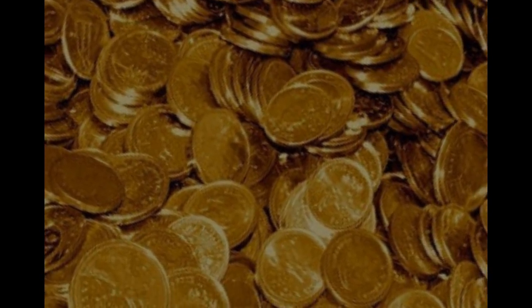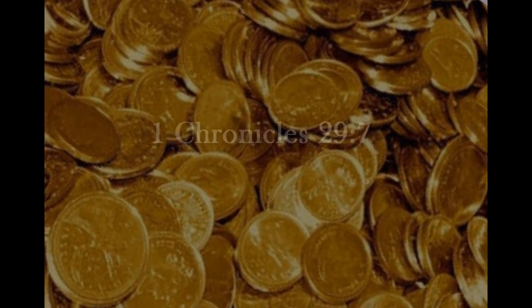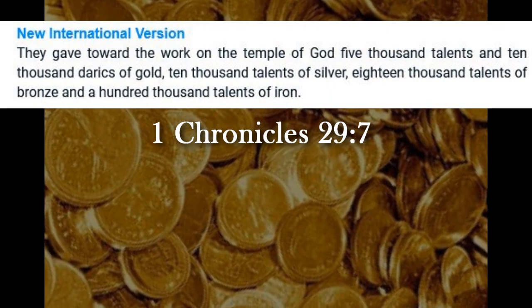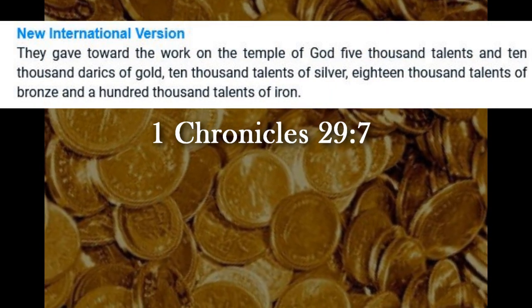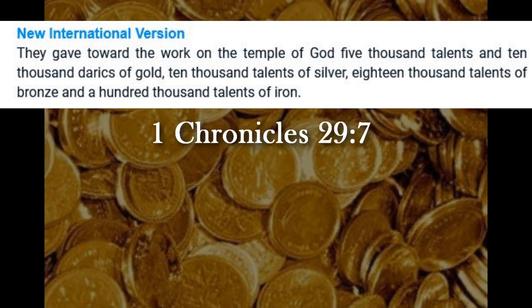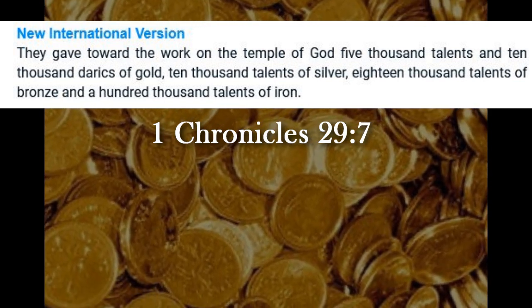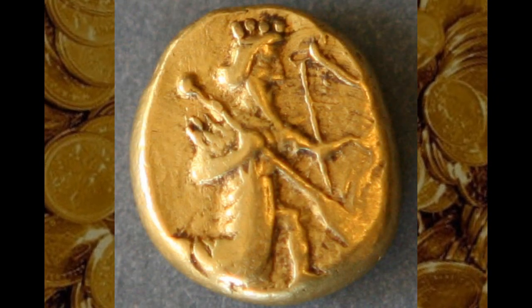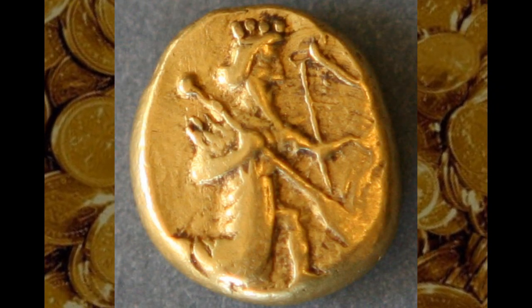A good example of an intentional anachronism is found in 1 Chronicles, which refers to a unit of currency called the derrick. The chronicler describes King David as collecting 10,000 derricks for the construction of the temple in Jerusalem. Critics note that the derrick was named after King Darius of Persia, who lived over 500 years after David.